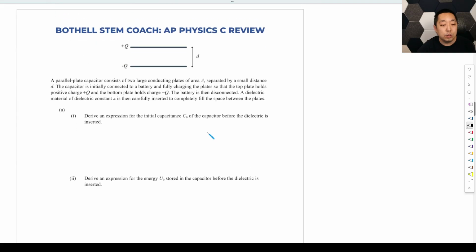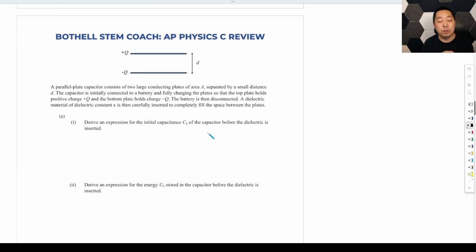So let's look through some examples of problems on this topic. We have a parallel plate capacitor consisting of two large conducting plates of area A, separated by a small distance D. The capacitor is initially connected to a battery and fully charged, so the top plate holds a positive charge plus Q, and the bottom plate holds a charge negative Q. The battery is then disconnected. Then a dielectric is inserted to completely fill the space between the plates.